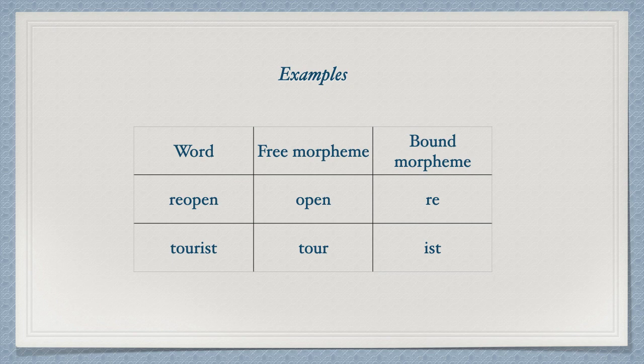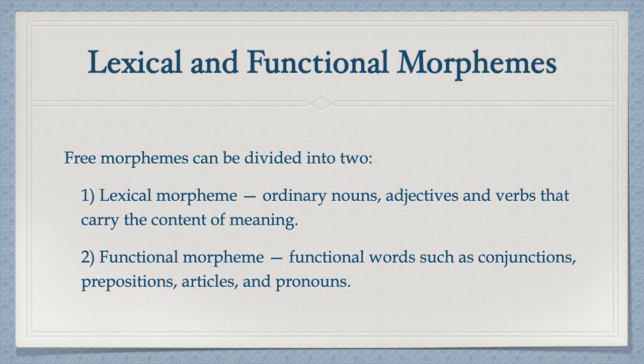In the second example, tourist. It can be divided into tour plus ist. Here tour is a free morpheme. It's a word on its own. It can stand by itself. And ist is a bound morpheme. So tour plus ist, tourist. One free morpheme and one bound morpheme each.